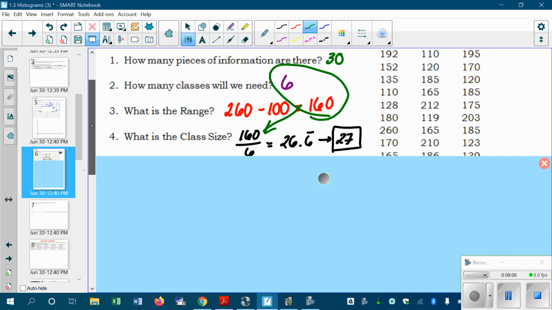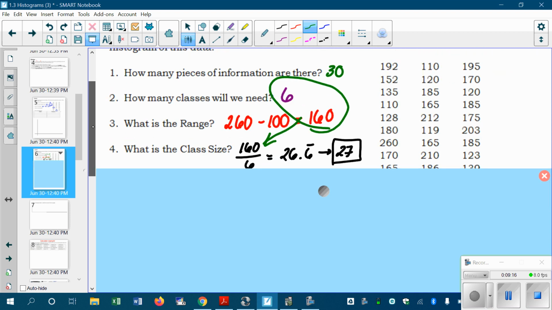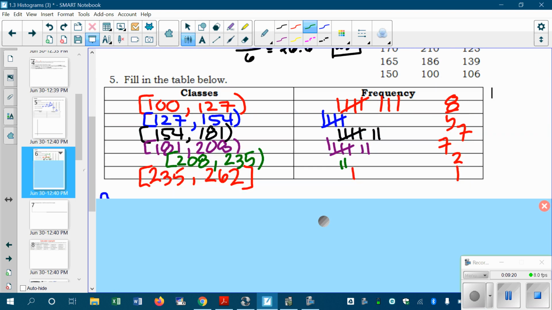And again, I'm going to round up, to capture all the data. And so I'm counting by 27s. This is a super weird number to count by, but it is possible. You can do it. I have faith in you. So you're going to start with your lowest value, which is 100, and then add 27.